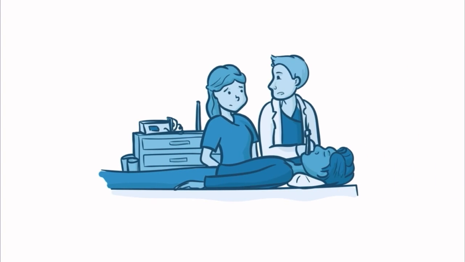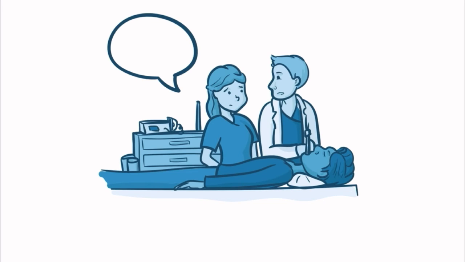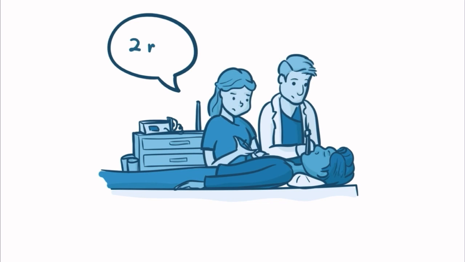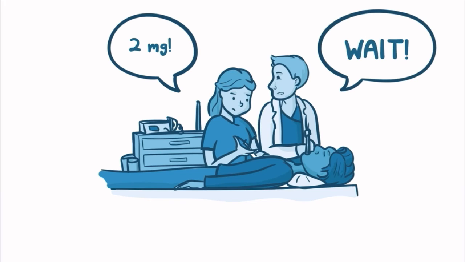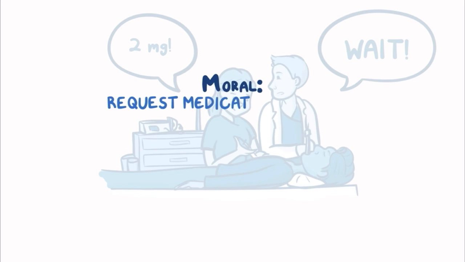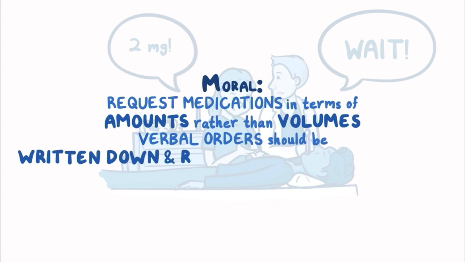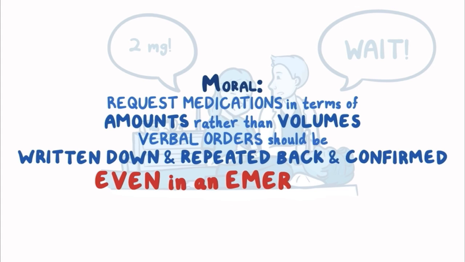Now, to rewind this back, let's imagine that Nora had precisely asked Dr. Reyes about the epinephrine dose, rather than the volume of the medication. She could have repeated the dose out loud when she was noting it in the patient's chart, and also when she was about to inject it. This way, Dr. Reyes would have probably noticed the high dose that he had ordered, and he would have reduced it to 0.2 milligrams. The moral: request medications in terms of amounts rather than volumes. Verbal orders should be written down and repeated back and confirmed, even in an emergency.